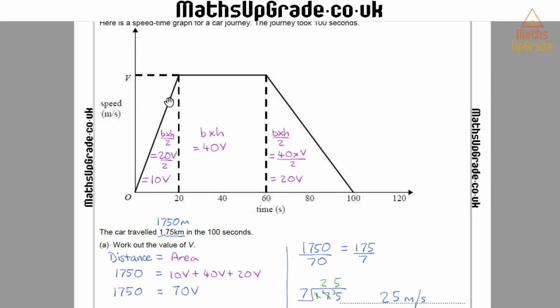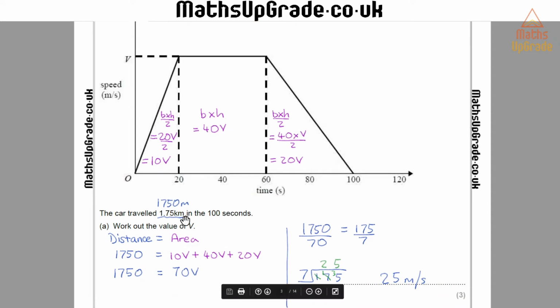The area of the rectangle is the length times the height. The length is 40 and the height is V, so 40V. And the area of this triangle, again, base times height divided by 2. So the base is 40, the height is V, divide that by 2, I'll get 20V. So the total area is 10V, add 40V, add 20V. So that's 70V.